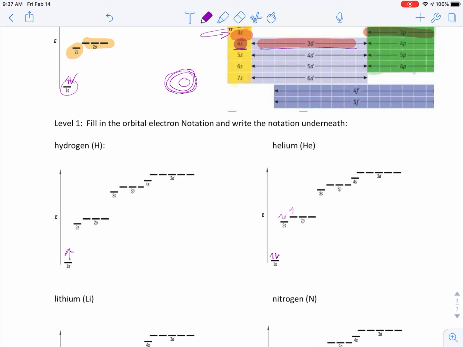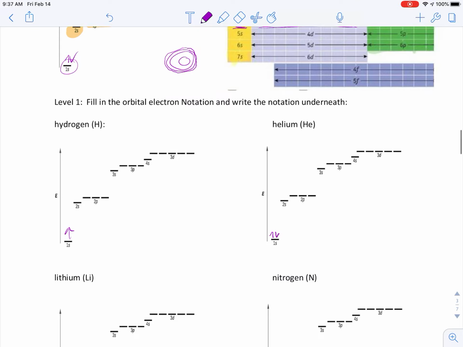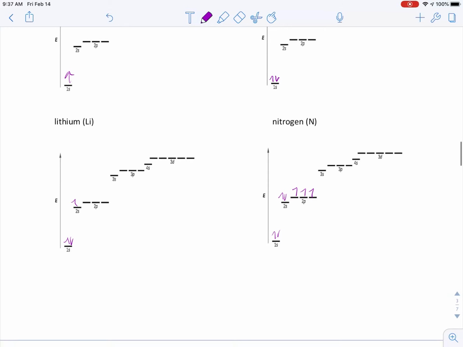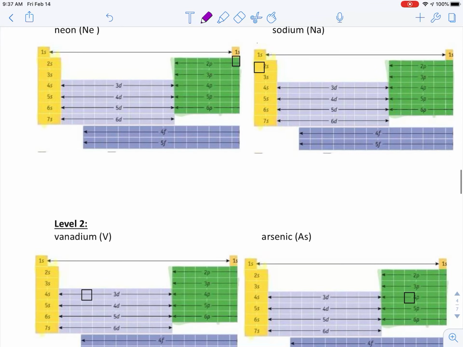I'm sorry, I just did that for helium. There we go. And that's nitrogen. So just seeing the energy levels, it's going to be easier for you to do it this way, though. You want to do it with the periodic chart. This is where you're starting.